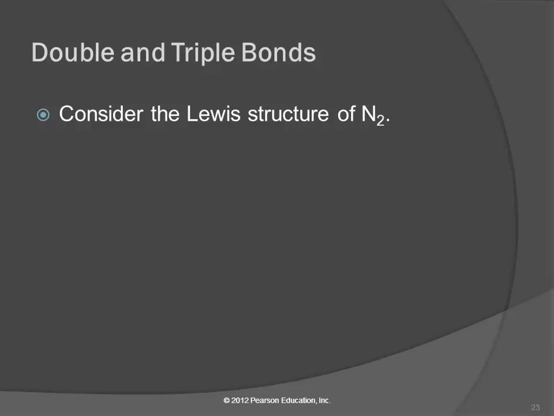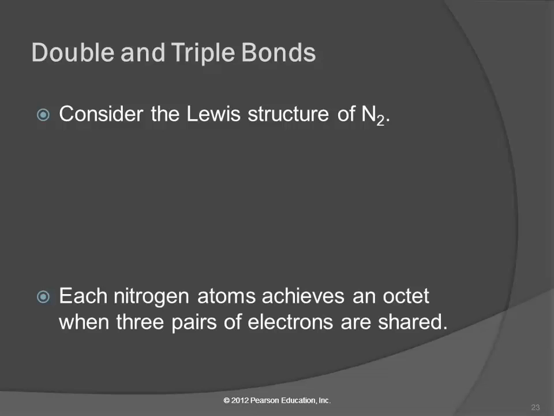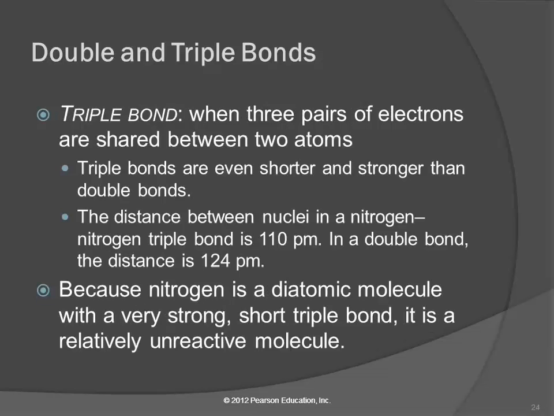Share four electrons? In theory. In practice, no. So we did that. Can more than two elements share electrons? Yes. Each nitrogen atom achieves an octet. I did something wrong in the slides last night. I was sleepy.